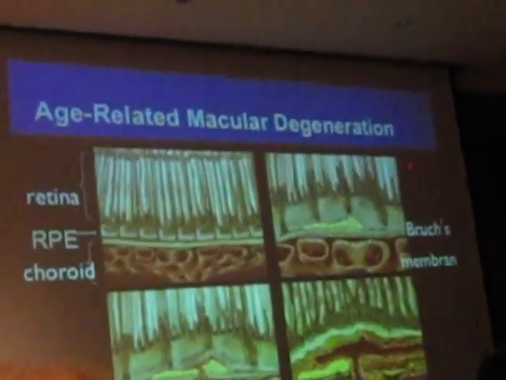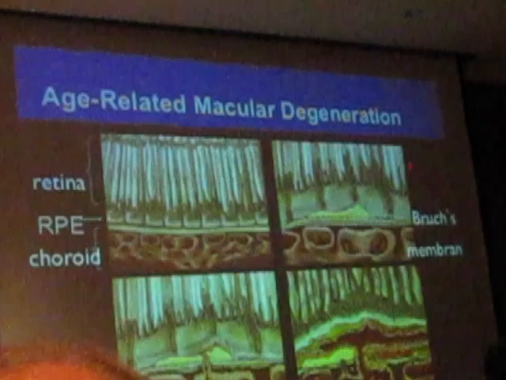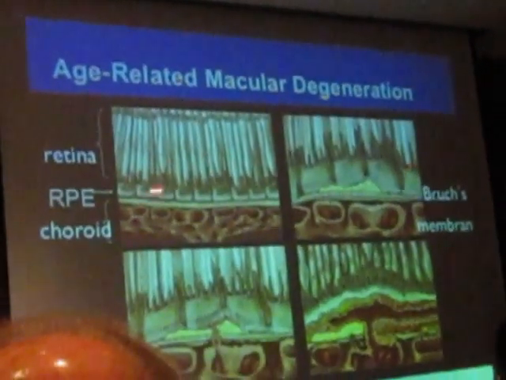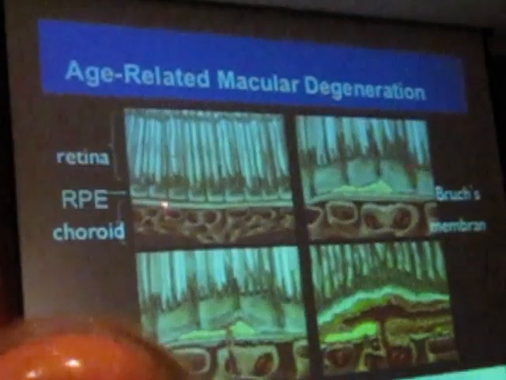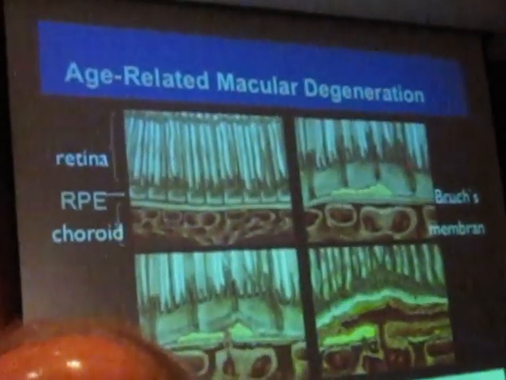Now, that's at the apical end of the RPE. On the back side of the RPE, in this cartoon, you see the photoreceptors, the RPE, and the choriocapillaris with Bruch's membrane right here. In age-related macular degeneration, one of two things can happen.